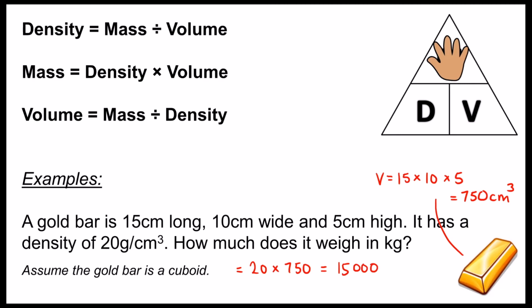Now looking at our density, it's in grams per centimetres cubed, so I know that this answer is in grams, 15,000 grams. Although the question asks us how much does it weigh in kilograms, so I need to do one conversion before I finish off. 15,000 grams is the same as 15 kilograms. That's because there's 1,000 grams in 1 kilogram, so 15 kilograms is my final answer.